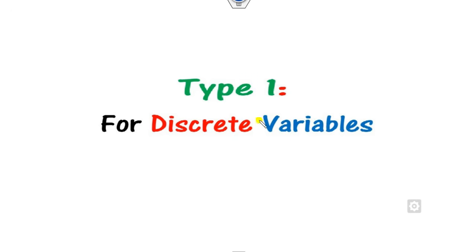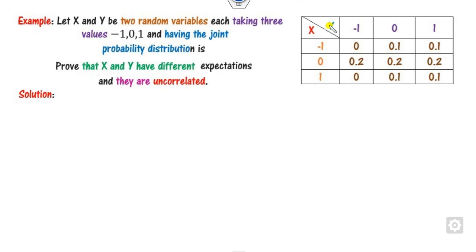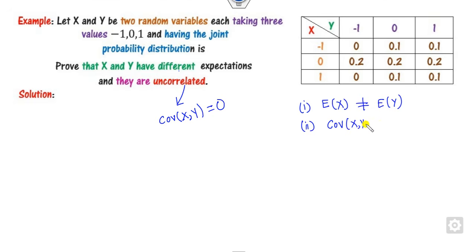So let's start with the first type. When you have discrete random variables, we will describe three examples for this. Here you can see there are discrete random variables, and you have to show that x and y have different expectations. It means your target is to prove that the expected value of y is not equal to the expected value of x. Second, prove that they are uncorrelated. We already described in the last lectures what uncorrelated means. That is, the covariance is 0. So that is the purpose of this question.